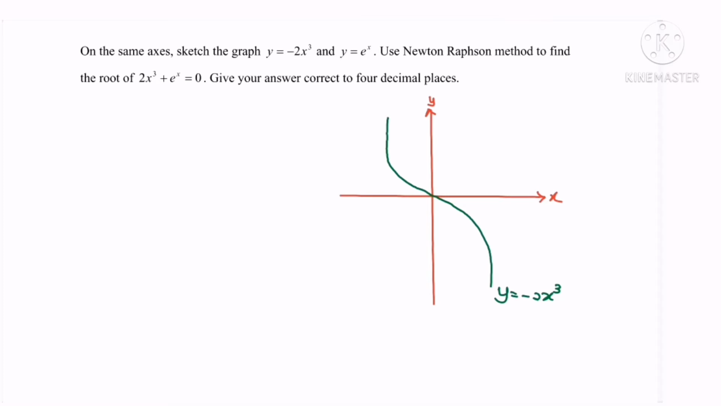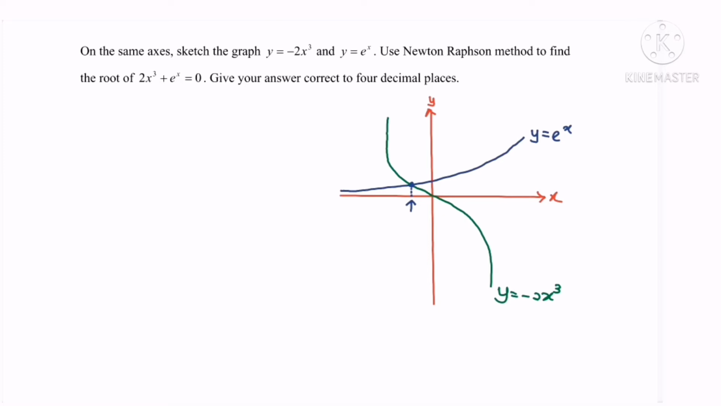Next, we have to sketch the graph for y equals e to the power of x. So kindly refer to the index. Here we have x, which is positive. So if it's positive, the graph will be moving towards the right from the left. So this is y equals e to the power of x. Notice that here we have the roots, and we are interested in this part. What is the value of x? Or we can say the roots.